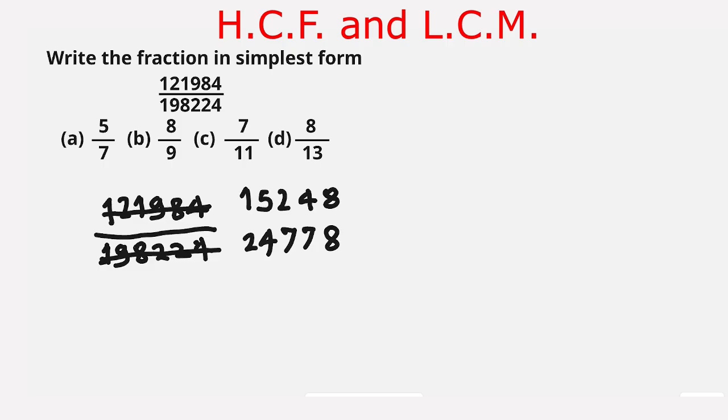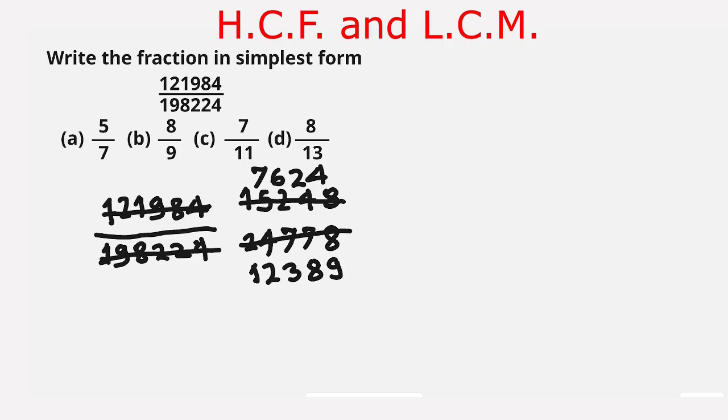Now these two numbers are divisible by 2. 2 times 7 is 14. 2 times 6 is 12. 2 times 2 is 4. And 2 times 4 is 8. 2 times 1 is 2. 2 times 2 is 4. 2 times 3 is 6. 7 minus 6 is 1. 2 times 8 is 16. 17 minus 16 is 1. 2 times 9 is 18.